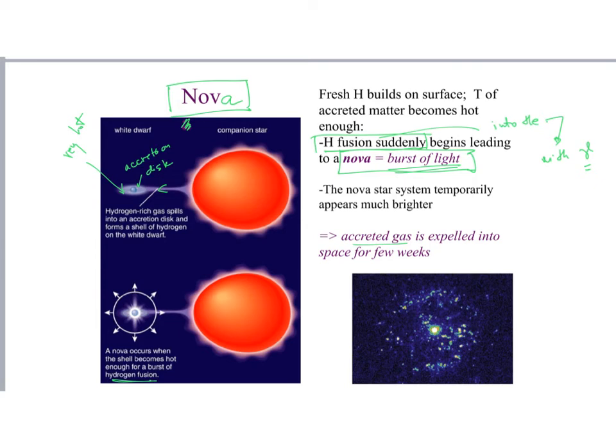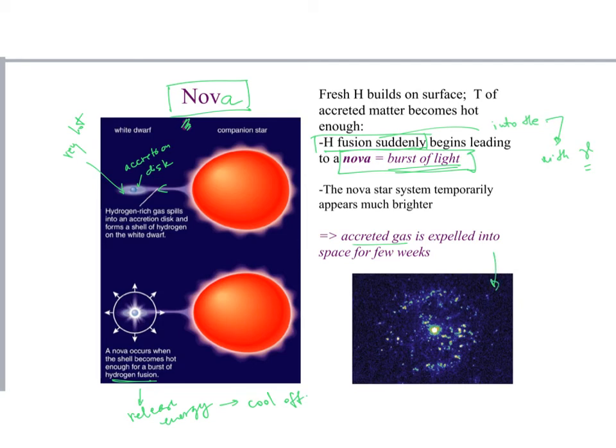Okay, so it is a burst of hydrogen fusion that is going to release energy, and that white dwarf or the accretion disk is going to cool off for a while. However, right, and what's going to happen?